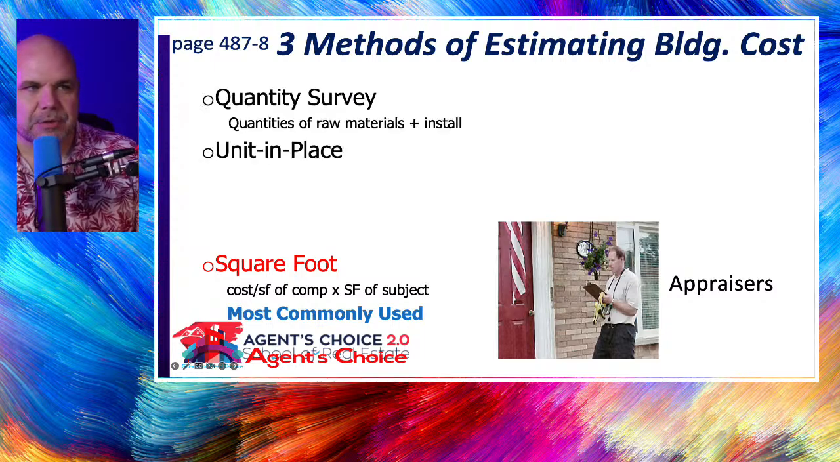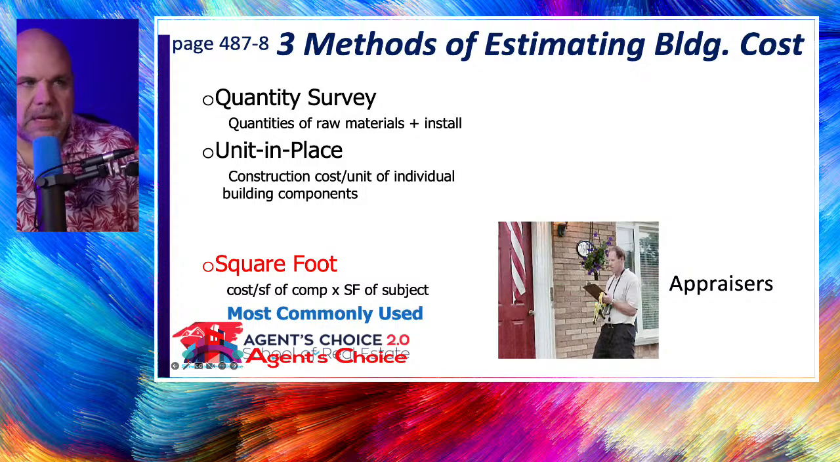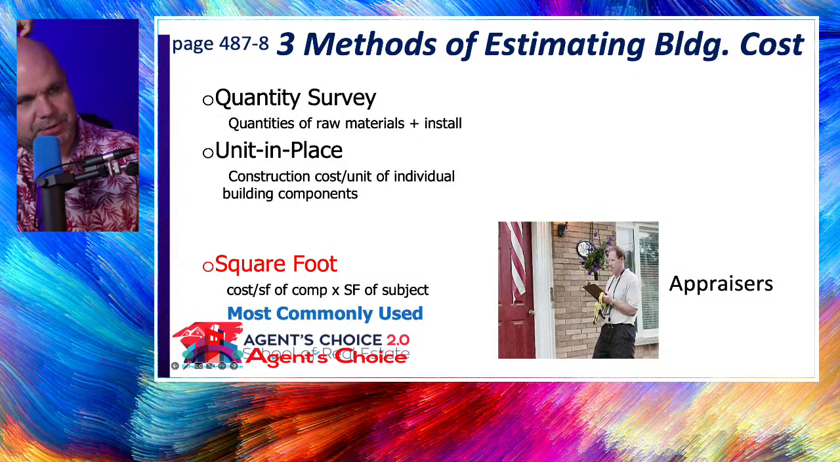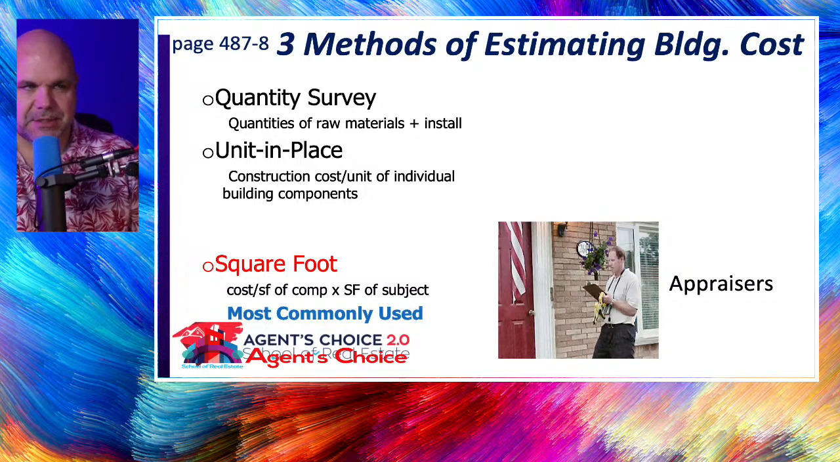The quantity survey method and the unit in place method might be something that contractors use as well. Quantity survey just means we need this many raw materials, this many 2x4s, this much concrete, and this is how much it's going to be. And then we need to also factor in how much will it cost for someone to put it all together, installation cost. That's the quantity survey method.